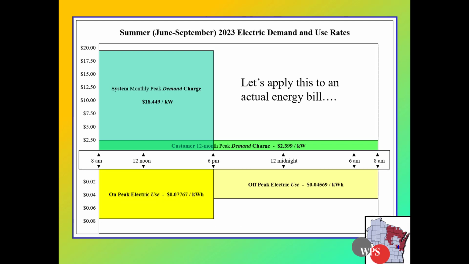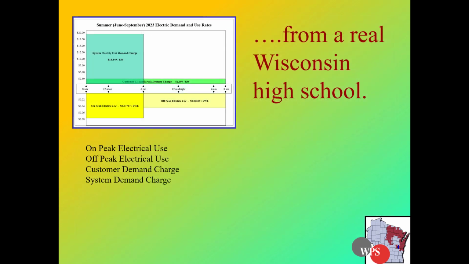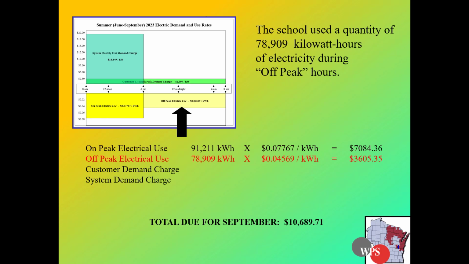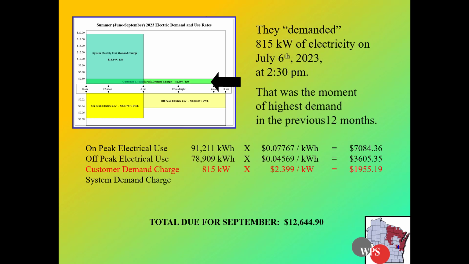Let's apply this to an actual energy bill from a real Wisconsin high school. The school used a quantity of 91,000 kilowatt hours of electricity during on-peak hours. The school used a quantity of 79,000 kilowatt hours of electricity during off-peak hours. They demanded 815 kilowatts of electricity on July 6, 2023 at 2:30 p.m. That was the moment of highest demand in the previous 12 months.